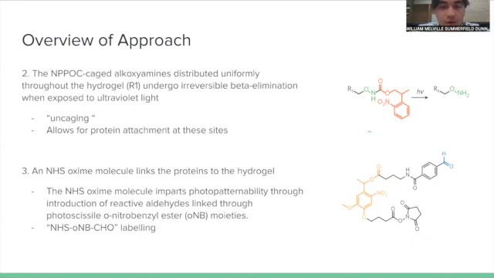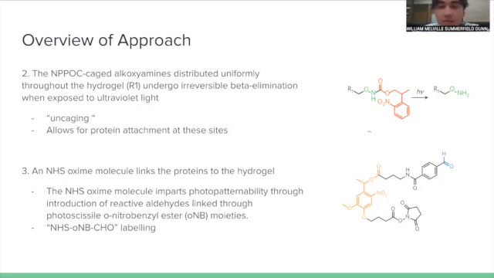A molecule called NHS-ONB-CHO, which will be referred to as NHS-oxime for our purposes, is also added to the scaffold. Its purpose is to link the protein to the hydrogel at the NPPOC caged alkoxyamine groups. This molecule imparts photopatternability through the introduction of reactive aldehydes linked through photolytic O-nitrobenzyl ester moieties.